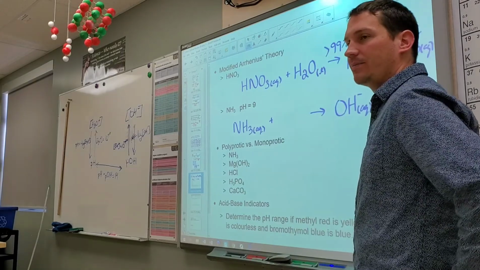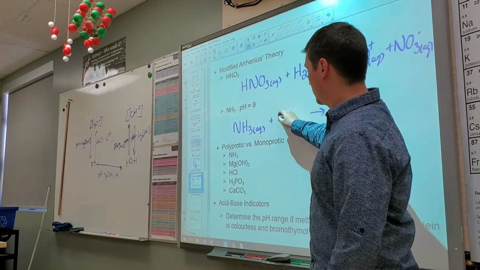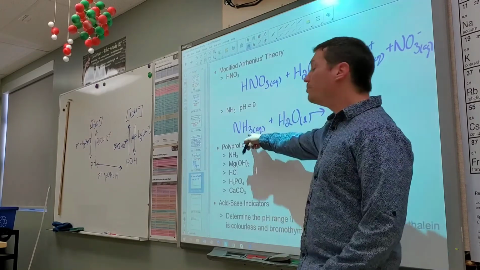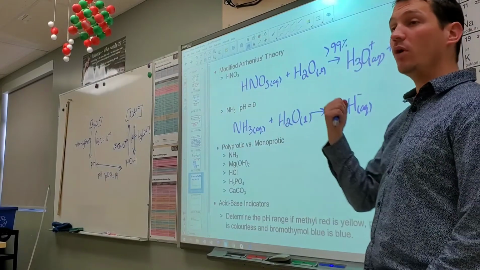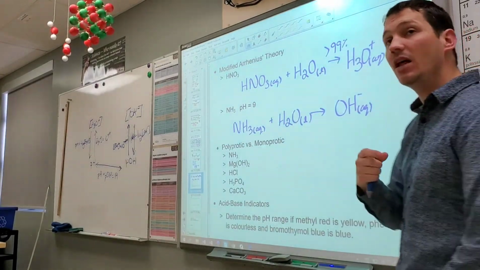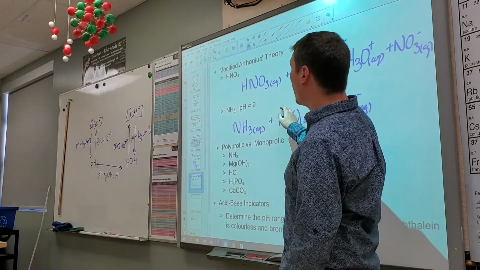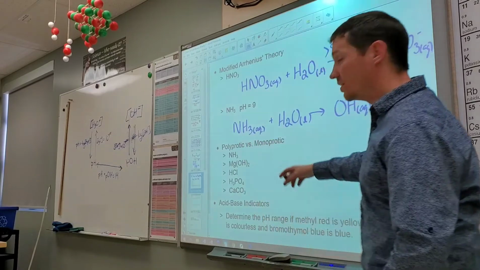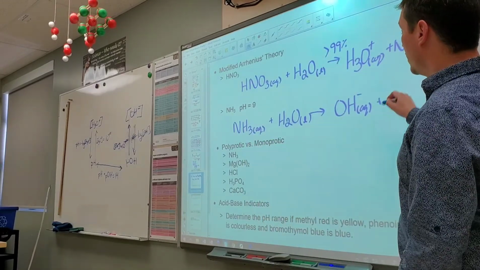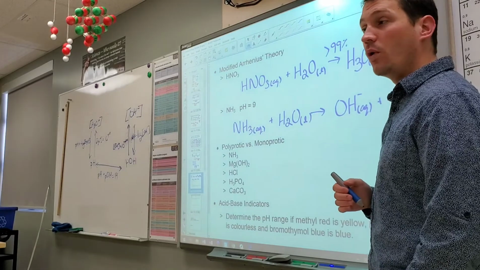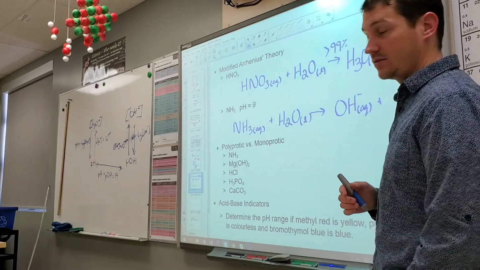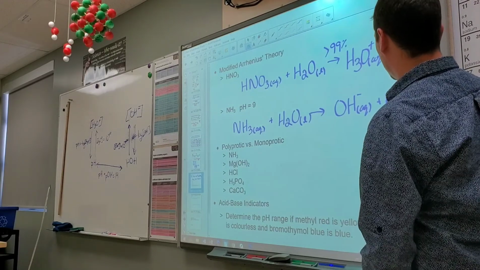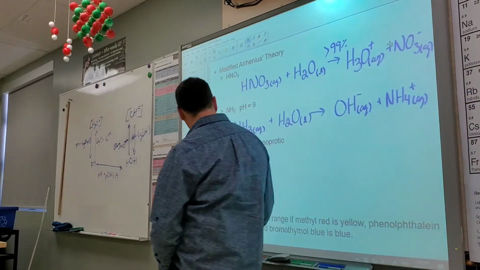Well, it's dissolved in water, and it steals a proton. Good. Bases steal protons, don't they? They steal hydrogens away from other things. So the water's going to lose a proton. It's going to turn into hydroxide. Now, what's NH3 going to turn into? It's going to turn into NH4 plus, right? Ammonium.